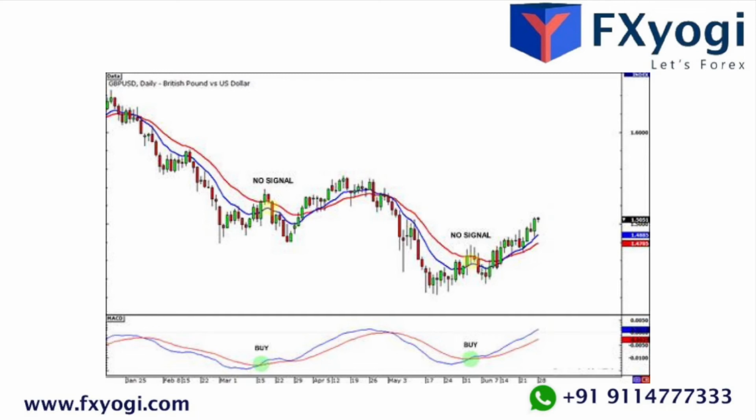Now let's look at another chart so you can see how these crossover signals can sometimes give false signals. We like to call them fakeouts. On March 15th, the MACD made a bullish crossover while the moving averages gave no signal whatsoever. If you acted on that buy signal from the MACD, you just suffered a fakeout.